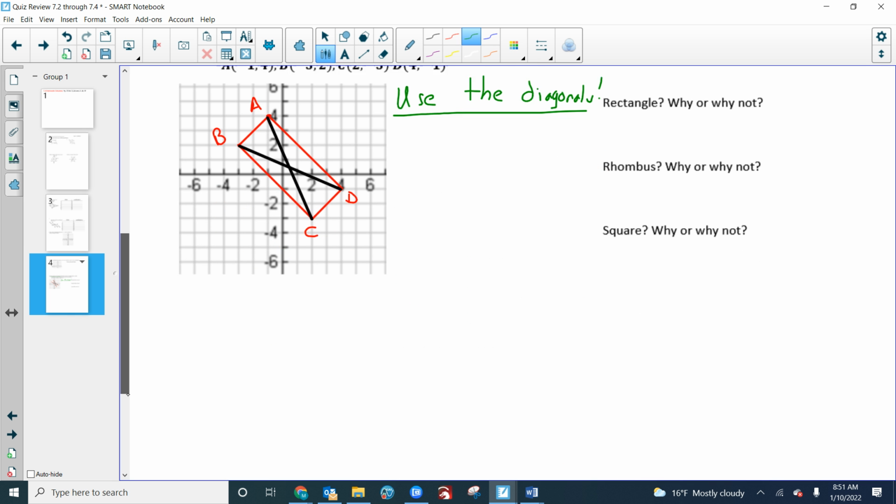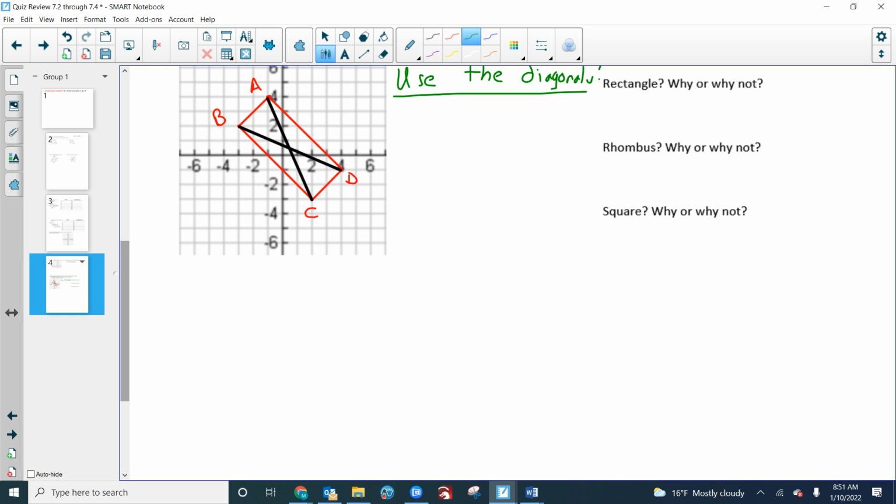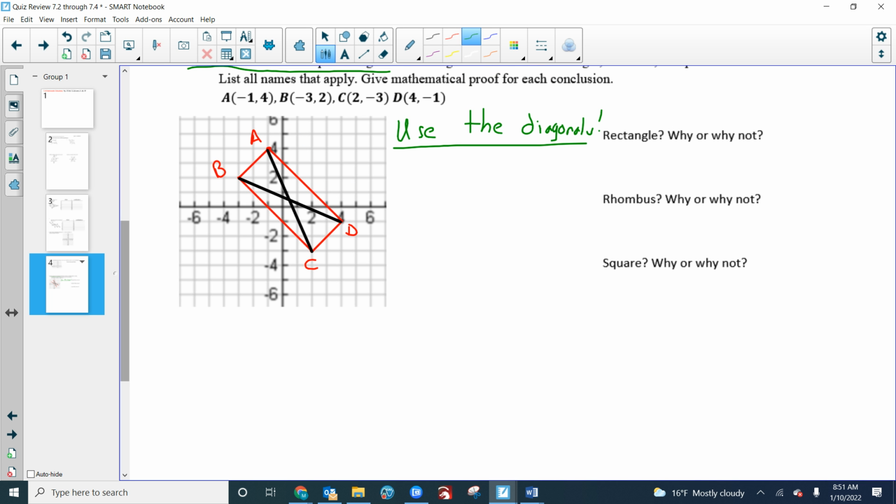Not number 9. Okay? Number 9, you want to use the diagonals. So what happens if we find the length of AC and BD and they're the same? The diagonals are congruent. It's a rectangle. Okay? So we're checking for a rectangle. Is it a rectangle? Well, let's find the length from A to C.